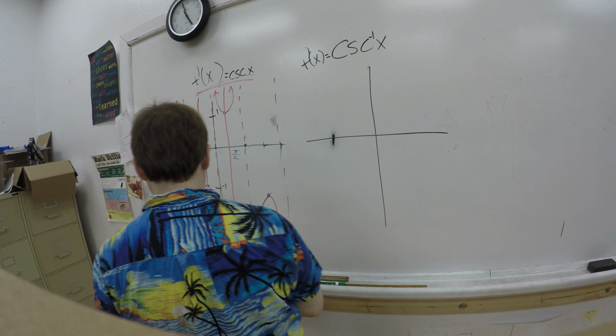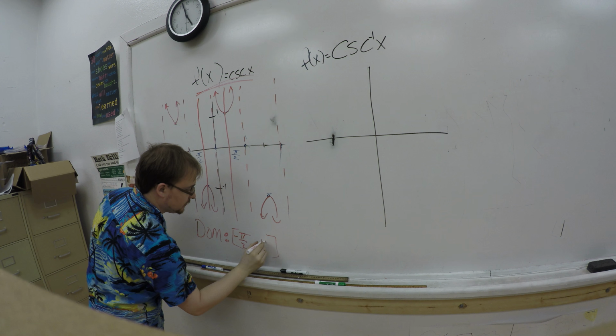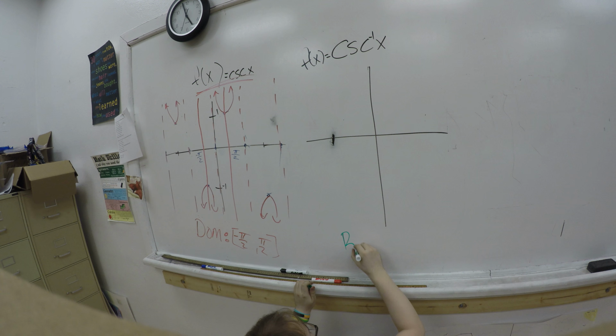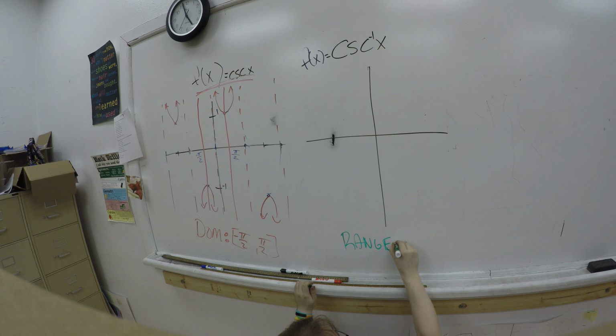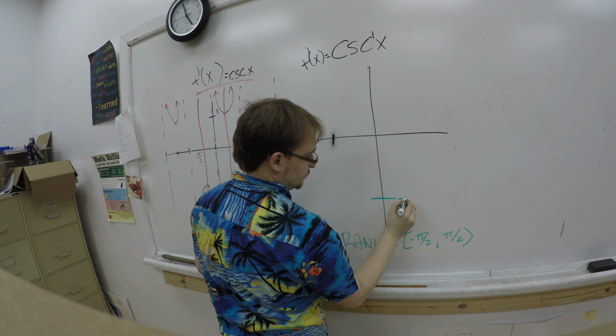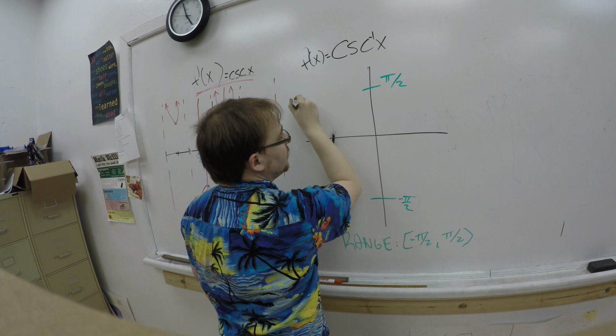Well, our x's and our y's switch. We said our domain restriction was negative pi over 2 to pi over 2. So our range restriction is now what? The same thing. Cool, so let's do that real quick. Negative pi over 2 is here. Pi over 2 is here, because they're y values, because they're range.